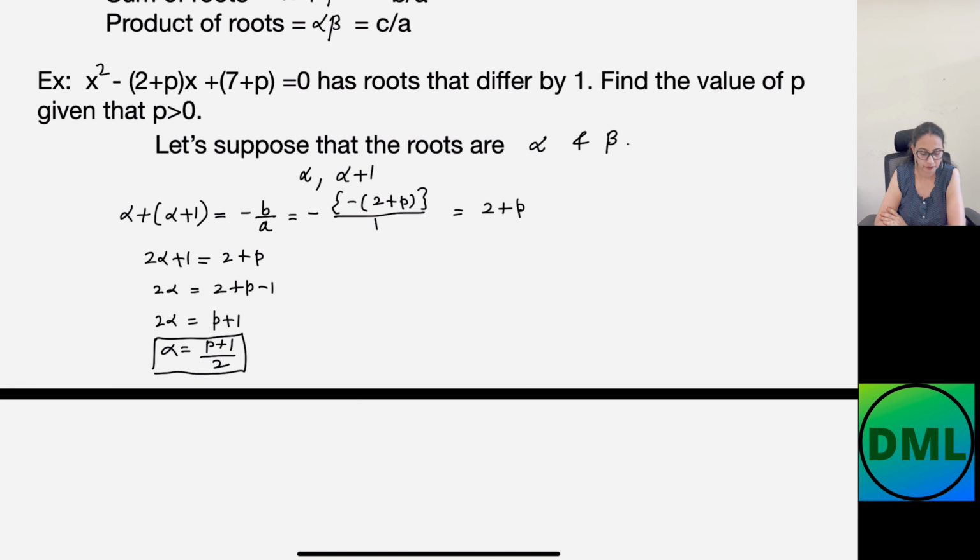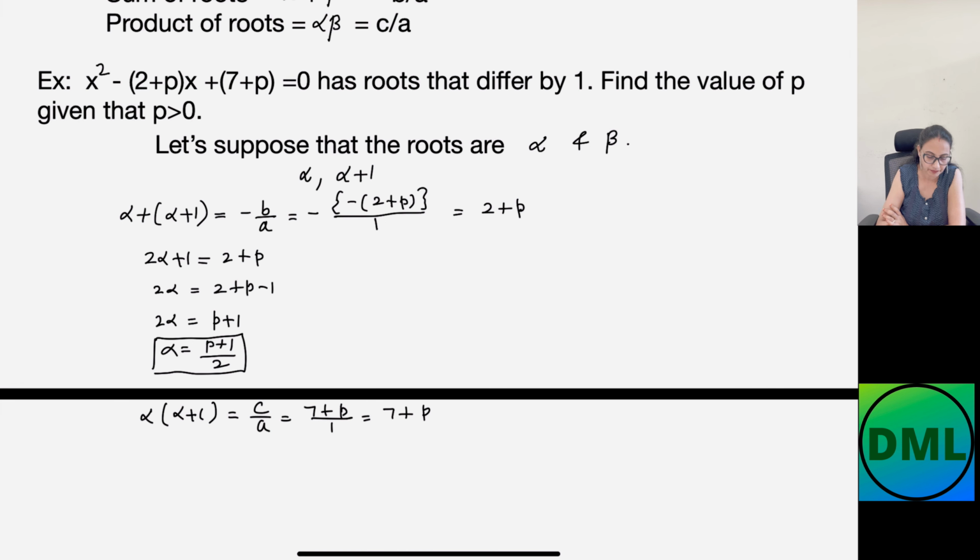Let's do the product of the roots also. The two roots, if I multiply them, alpha bracket alpha plus 1, will be equal to c by a. What is the value for c? The value for c is 7 plus p. The value for a is 1. Let's divide it here. It will be 7 plus p over 1. My value is 7 plus p.